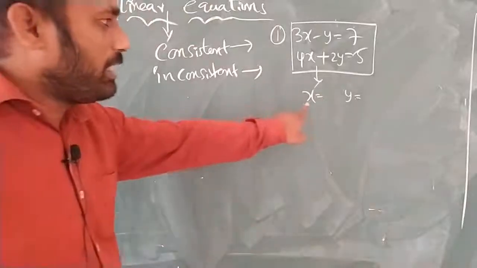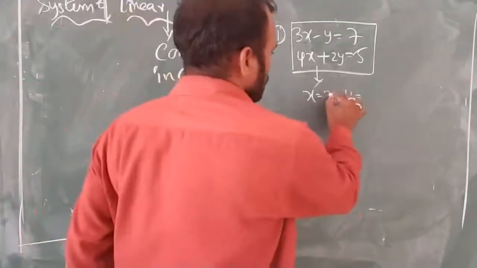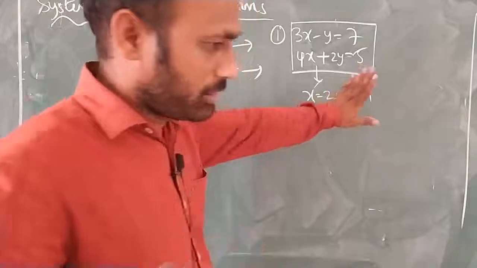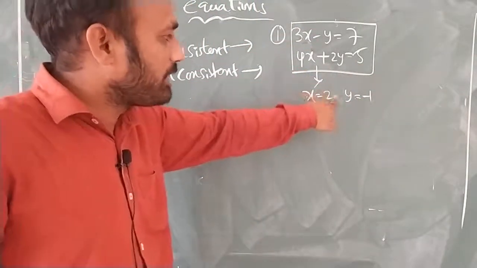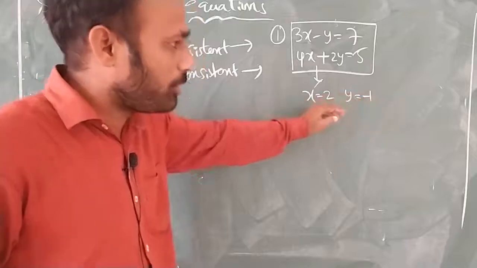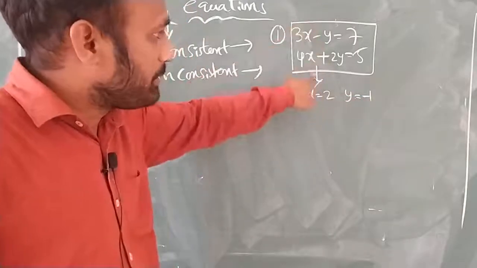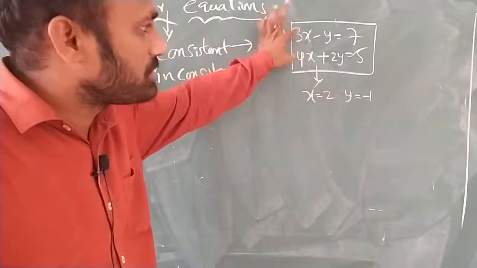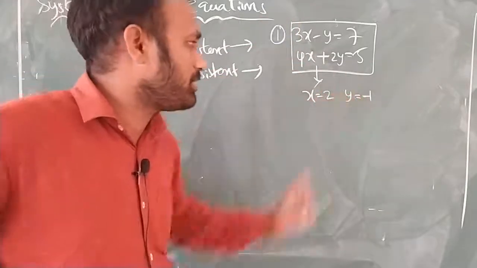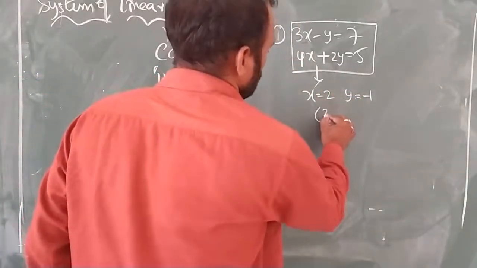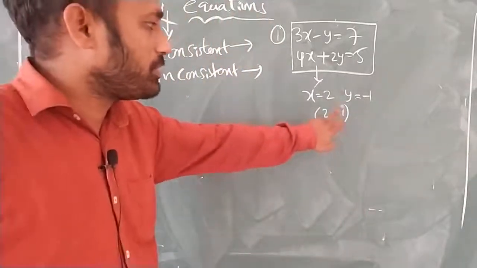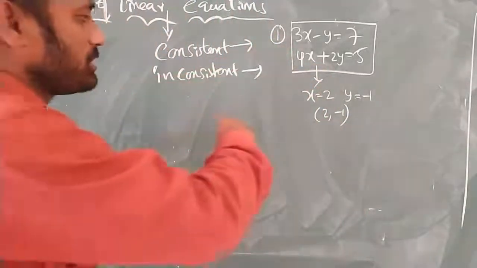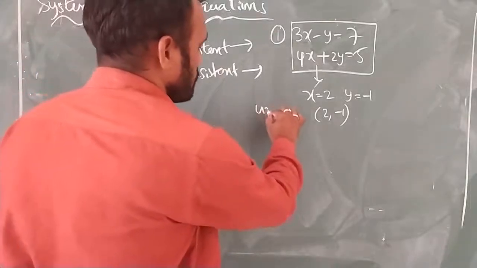And moreover, it will satisfy, for example, x equals 2 and y equals minus 1, if I got that. See, I have not done the solving, but if the x value is 2 and the y value is minus 1, then this represents that these two linear equations have only one solution. What is that solution? 2 comma minus 1 is the solution. So we have only one solution. That solution we will call a unique solution.